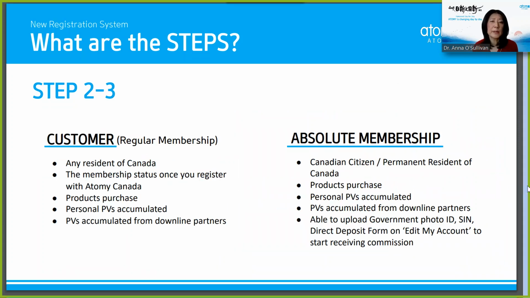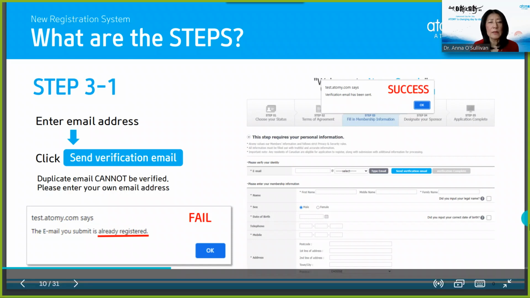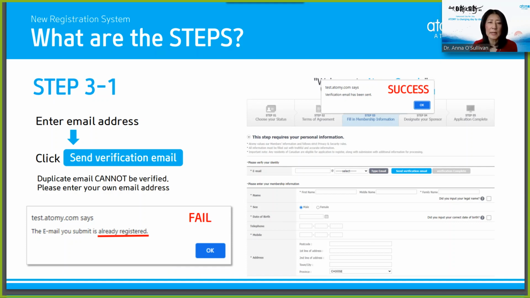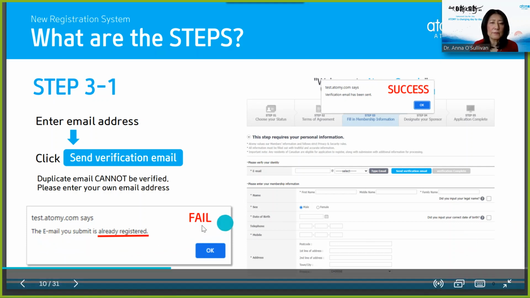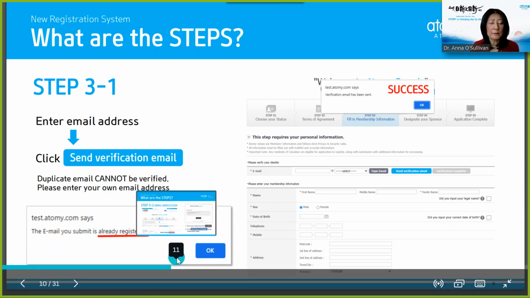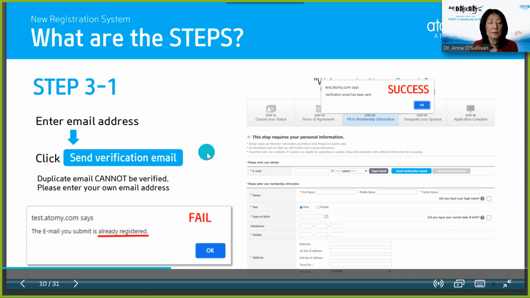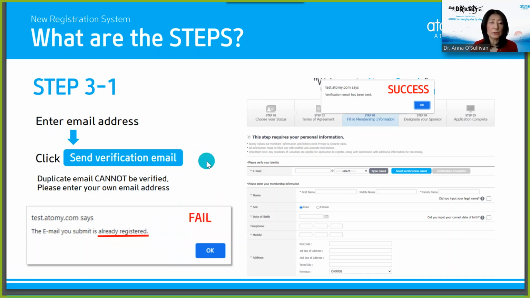The next step is, depending on whether they want to join as a regular customer membership or absolute, the first few steps are the same. So we're going to go through the customer membership, and then for the absolute membership, they just need to add extra information. So here we go. The first thing they're going to do is verify their email address. And if there's a duplicate email, they're going to get a fail indicator, which means they're going to have to get a different email address to register themselves.